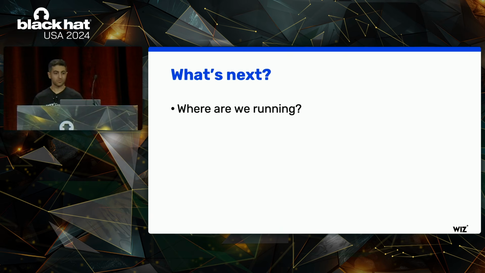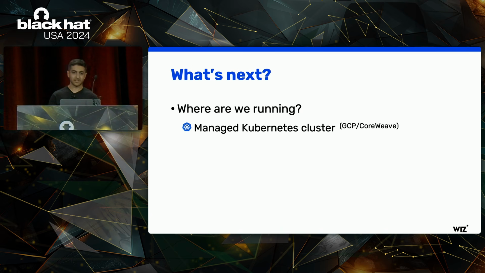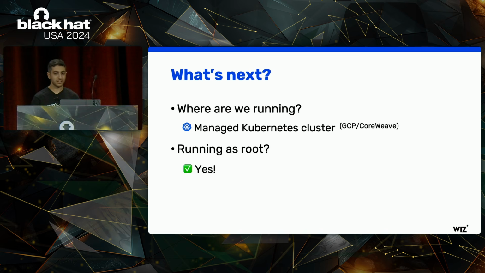Once again, we want to know where exactly are we running, what type of infrastructure is it? And the answer for this is that this time we are running within a managed Kubernetes cluster provided by either GCP or another cloud provider named CoreWeave, which really depends on what hardware we chose for our model to run on. Now, regarding Linux privileges, we are running as root, which is nice.